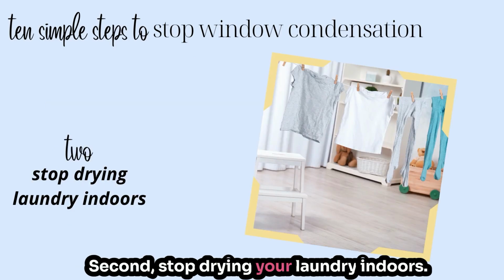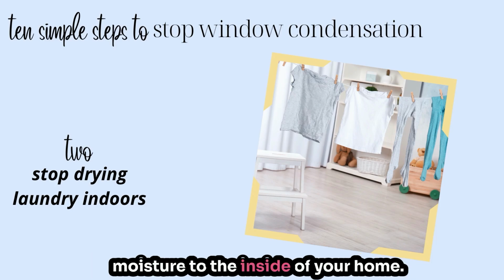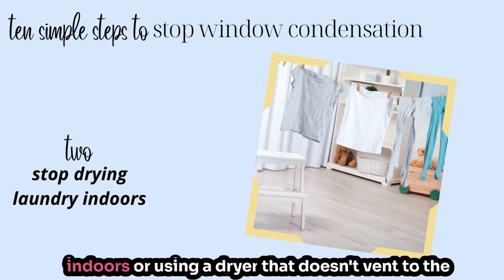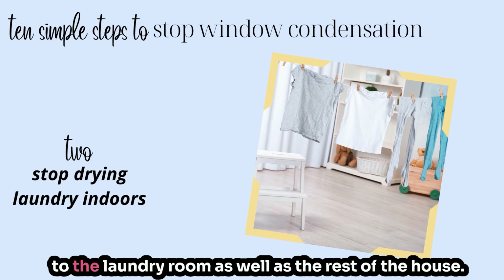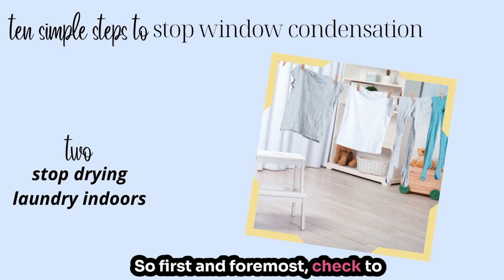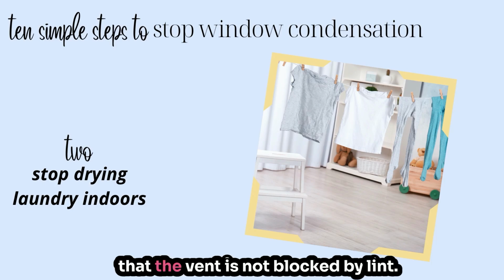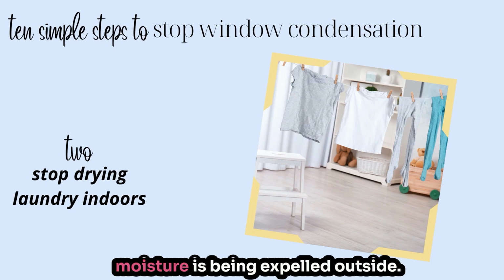Second, stop drying your laundry indoors. So again, this is a point about adding moisture to the inside of your home. Your laundry habits, whether it be line drying indoors or using a dryer that doesn't vent to the exterior of your home, can add a lot of moisture to the laundry room as well as the rest of the house. So first and foremost, check to make sure your dryer is in fact venting out to your exterior and that the vent is not blocked by lint. This will help ensure that most of the moisture is being expelled outside.